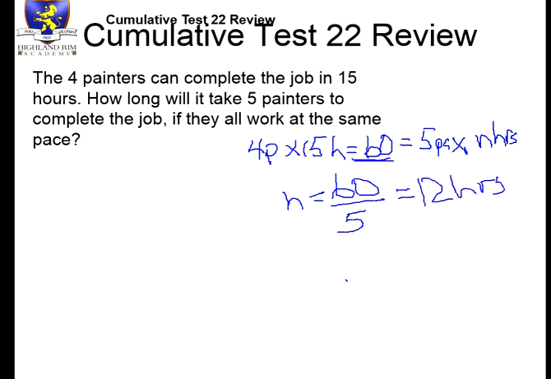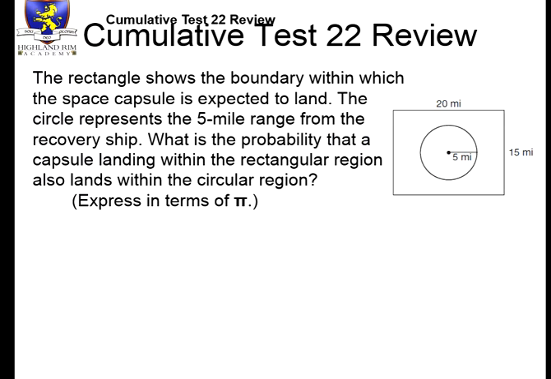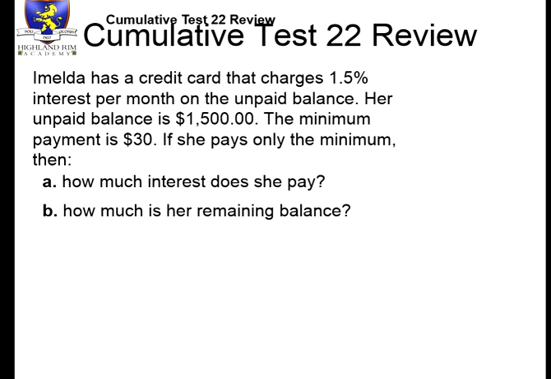So keep in mind, the constant is the total number of painter hours that are going to be needed to do the job. If you got 4 painters, 15 hours, it's going to take 60 painter hours. So to complete the job, you need 60 painter hours. So if you have 5 painters, then all you have to do is divide 60 by 5.